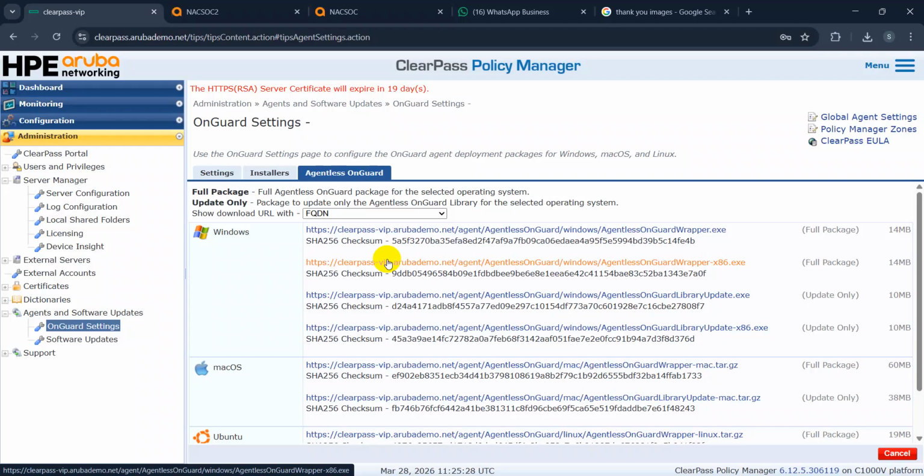The last point, use cases. Agent-based suits corporate networks and highly secure environments. Agentless suits guest networks, BYOD, and IoT environments. The choice between agent-based and agentless NAC depends on the specific needs and priorities of the organization. Agent-based NAC is generally preferred for environments that require a high level of security and control, such as corporate networks with sensitive data. Agentless NAC is a good option for environments where ease of deployment and device support are more important, such as guest networks and BYOD environments.